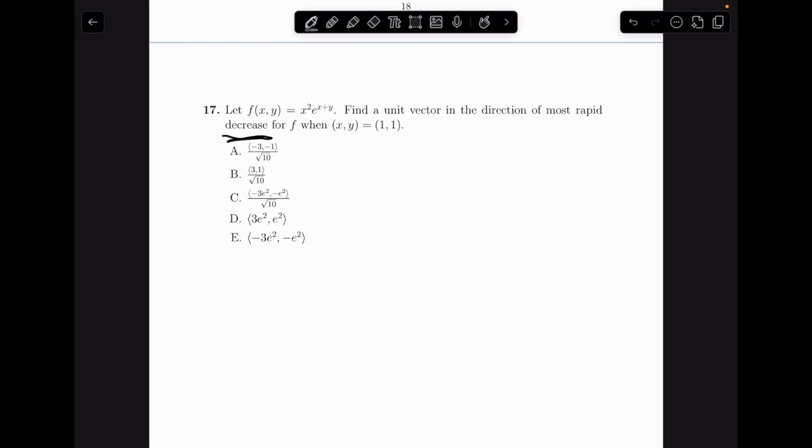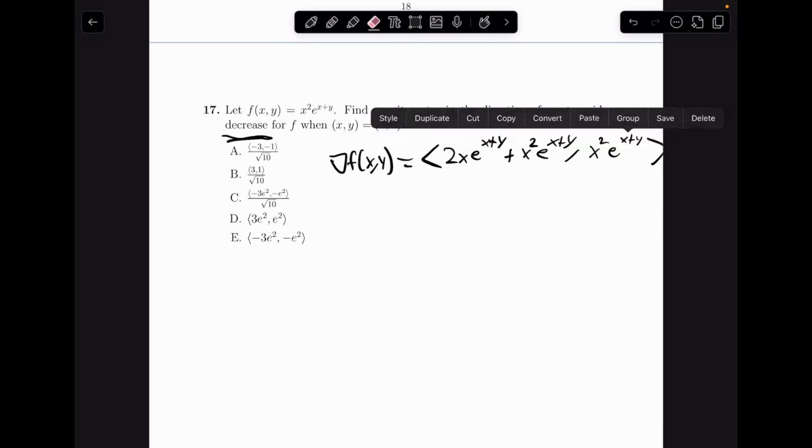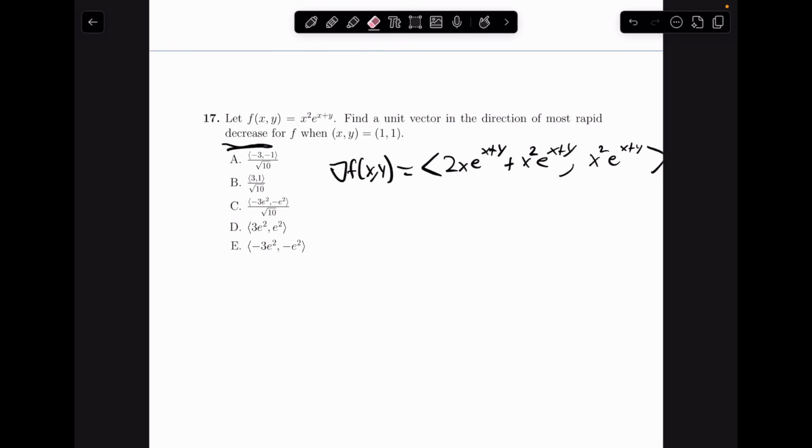Okay, so we know the direction of the most rapid increase is given by the gradient of f. So we can compute that. Shouldn't be too bad. We are going to have to use the product rule. So let's do that. 2x times e to the power of x plus y plus x squared e to the x plus y. And then we don't have to use the product rule for y, so that's nice. It's just going to be x squared e to the x plus y. Okay, maybe I didn't need to write on a separate line. That's pretty silly by me. But okay, there we go. Fix that. Great.